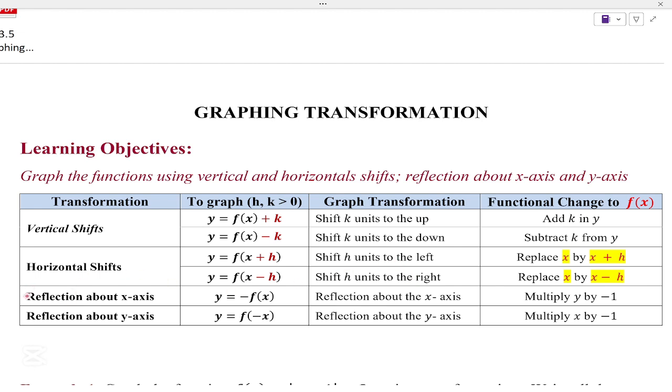The last transformation is about reflection. And this happens when y or x is multiplied by negative 1. So if the equation is y equal to negative of f of x, the graph is reflected about the x-axis. And when the equation is y equal to f of negative x, the graph is reflected about the y-axis.